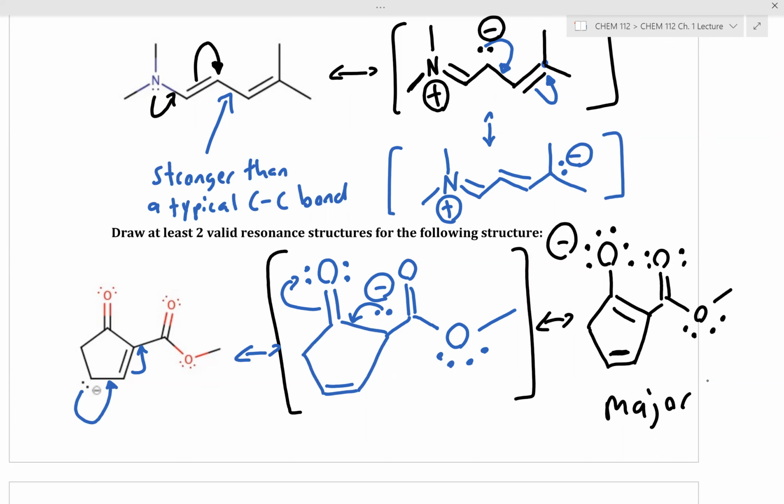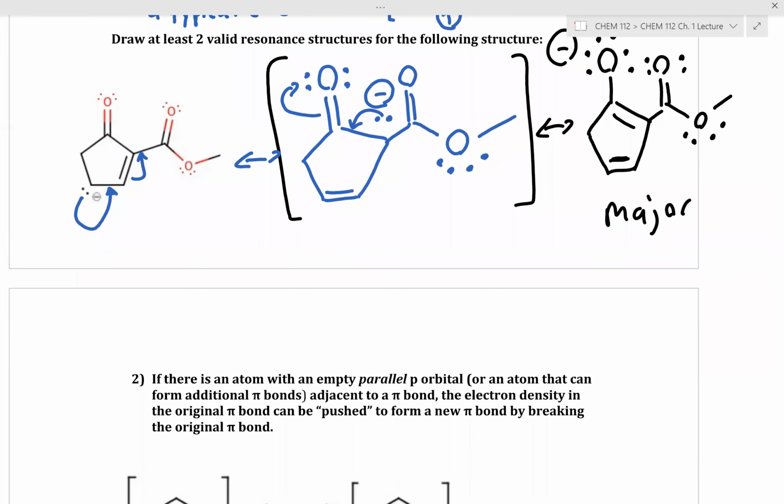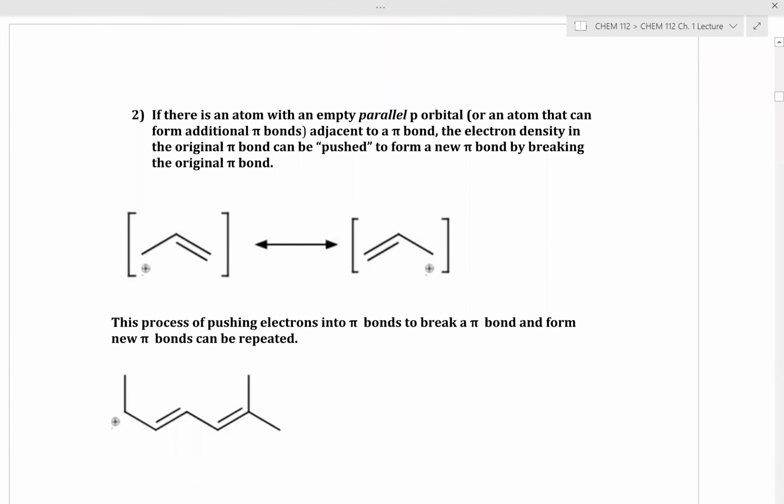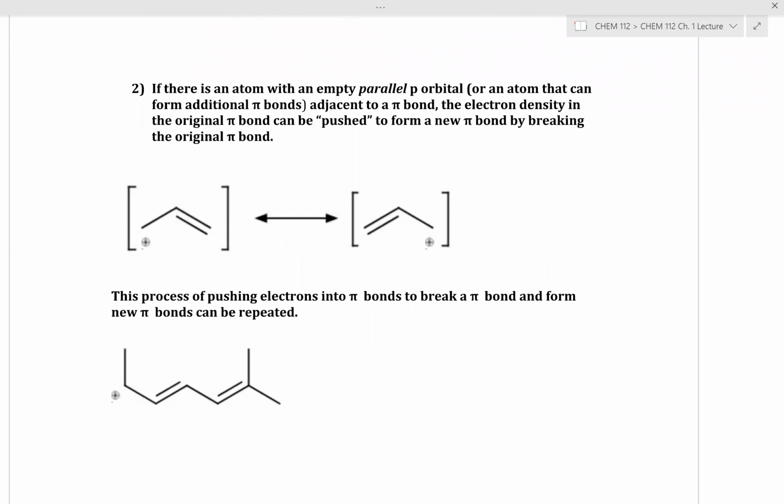Okay, so now that we're comfortable drawing resonance structures, let's now add another rule. If there is an atom with an empty parallel p orbital adjacent to a pi bond, the electron in the original pi bond can be pushed to form a new bond by breaking our original pi bond. This is best shown using arrow pushing notation.